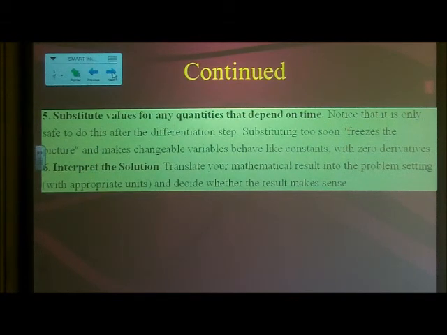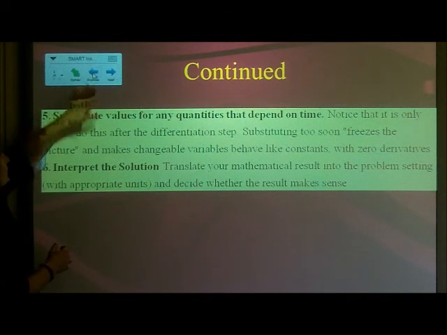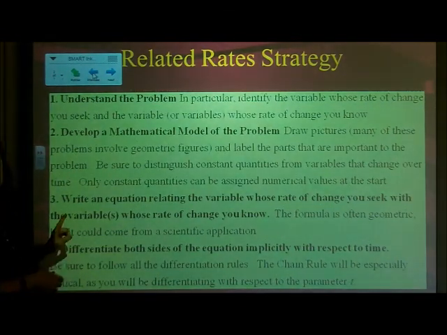The last thing you do is substitute. Put all your values in and solve for whatever you're looking for, like the derivative. What was four? Four is implicit. You have to implicitly differentiate.